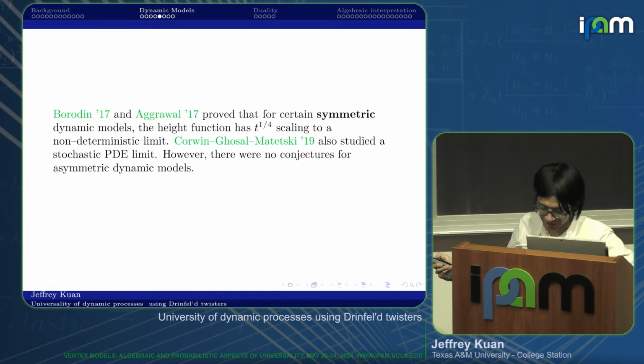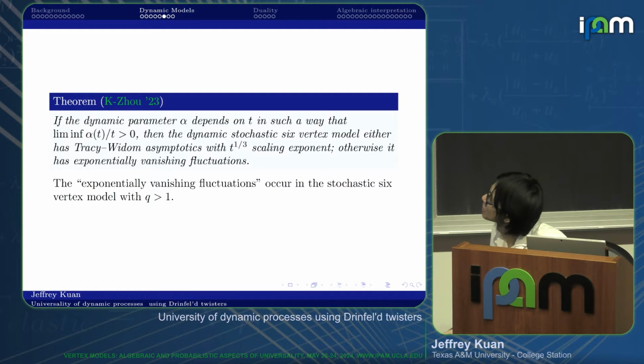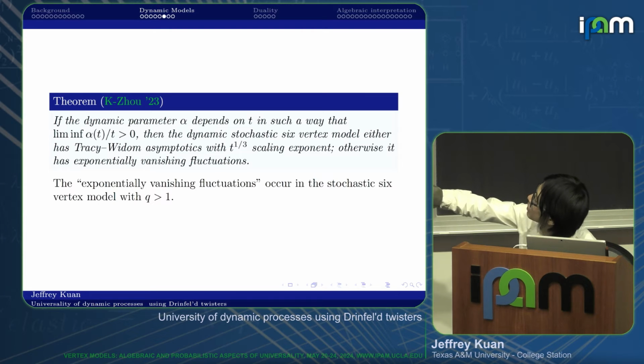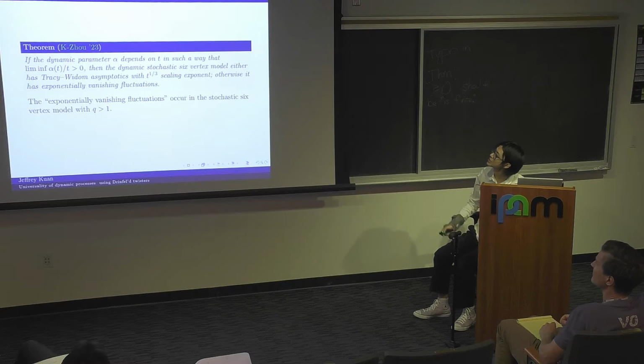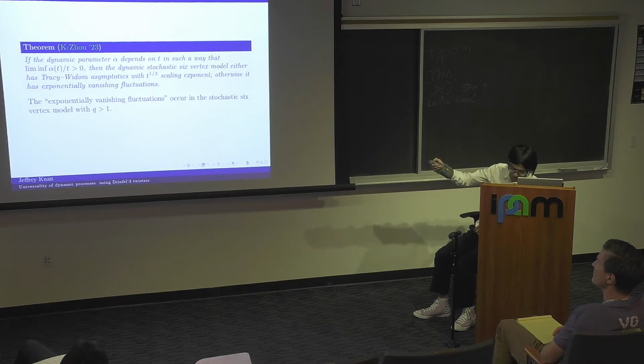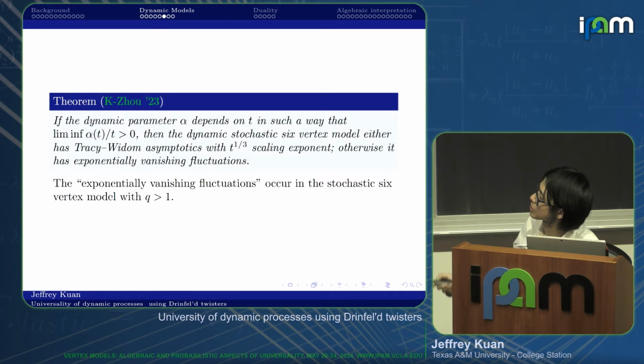OK, so with that as set up, I'll go to my main result. My main result being fluctuations for the asymmetric dynamic models. And so there's a typo here. Where it says +0, it should be is finite. So this result says that the dynamic stochastic six vertex model either has fluctuations which are Tracy-Widom asymptotics, or otherwise, exponentially vanishing fluctuations. And in case you're wondering, exponentially vanishing fluctuations occur in the usual stochastic six vertex model when q is bigger than 1.